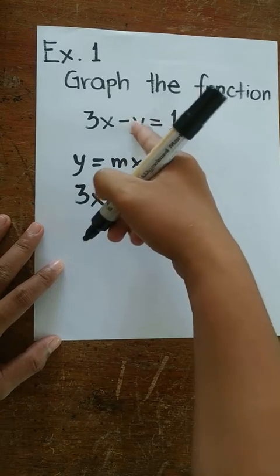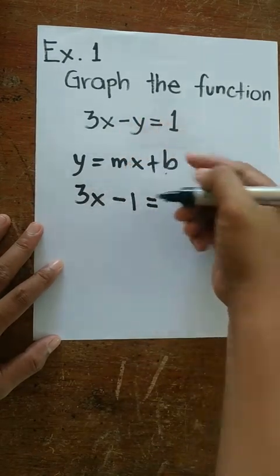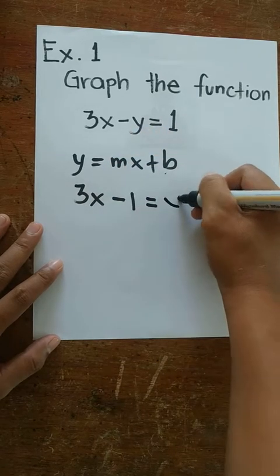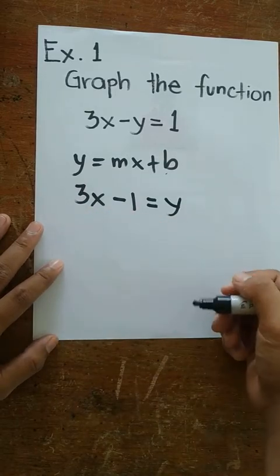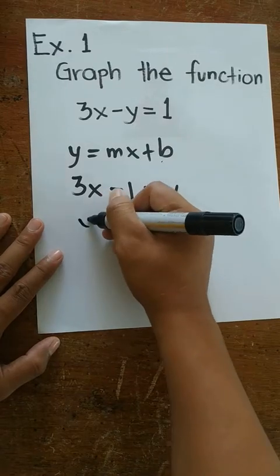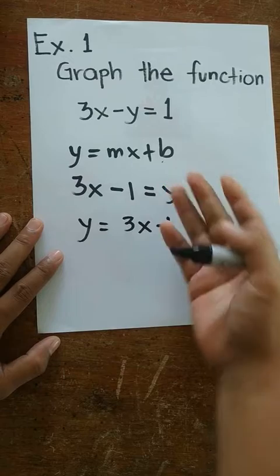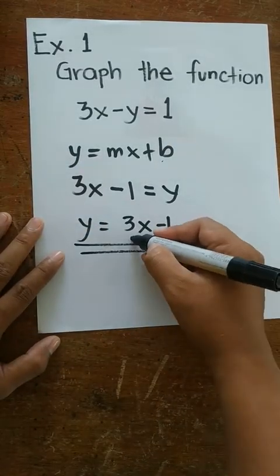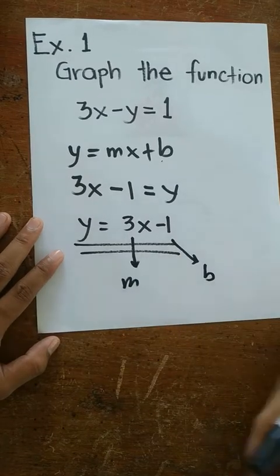We have this negative y, and once it crosses the equality sign, it will have its additive inverse, which is y. So we already have our slope-intercept form. Let me arrange it a little bit. We will have 3x minus 1. I just transferred it. So we already have our slope and we have our intercept.